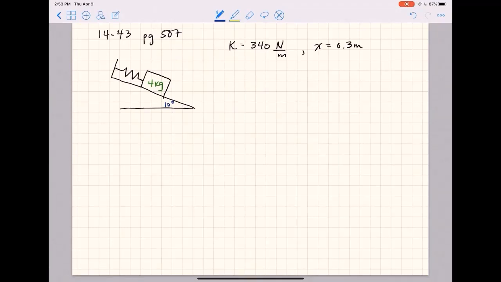And it also actually gives us the coefficient of friction here. So mu is equal to 0.8. Okay, so that looks like that's all the information.